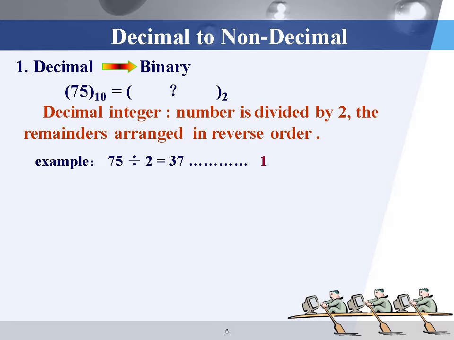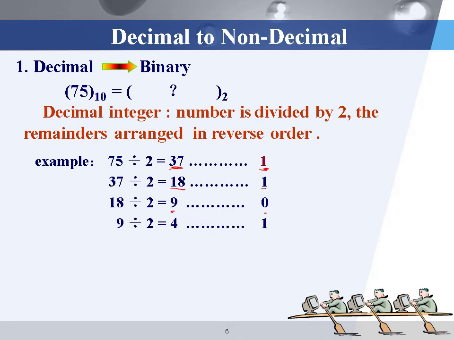For example, we have 75 in decimal, and then we divide it by 2. So we got 37 for the result, and 1 is the remainder. And then we're going to divide this number again. So 37 divided by 2, we got 18, and the remainder is still 1. And then we divide by 2 again. So we got 9, and the remainder is 0.